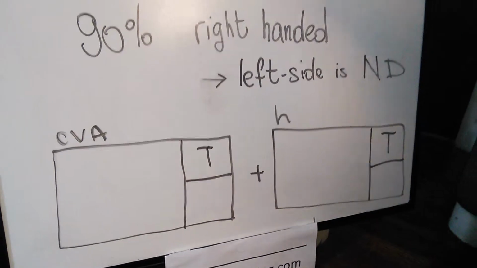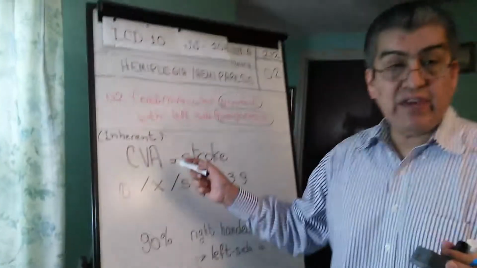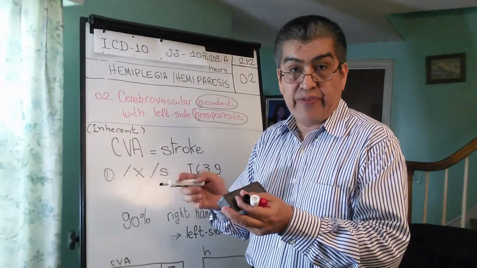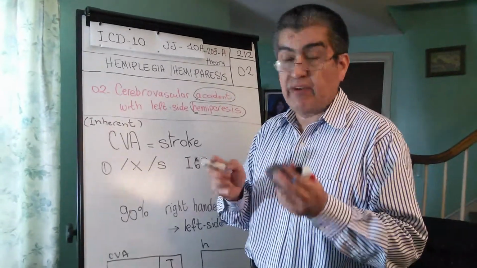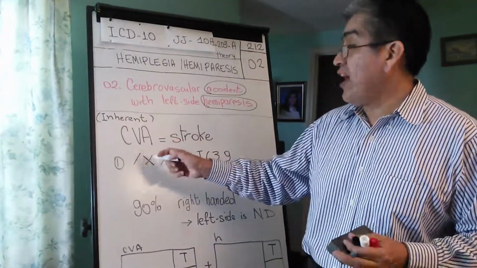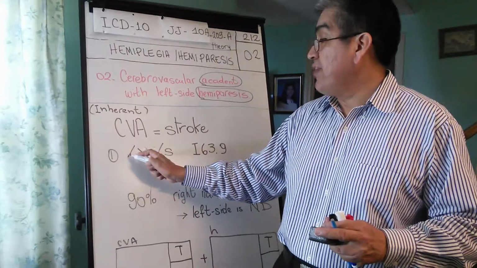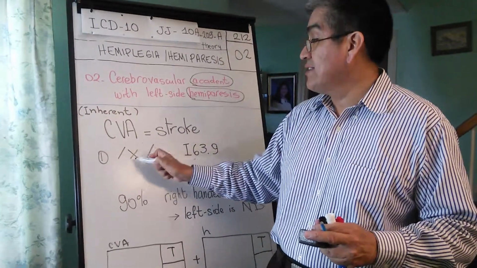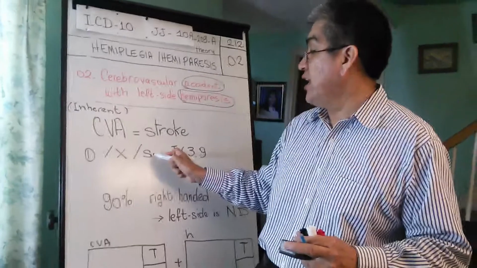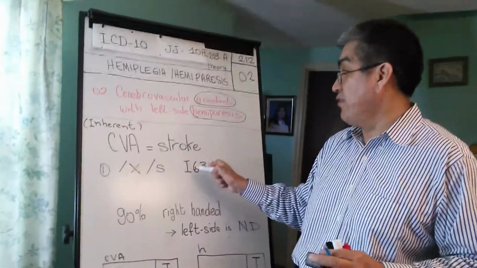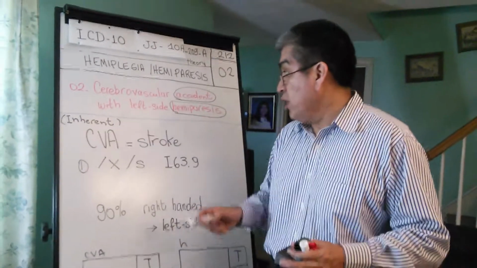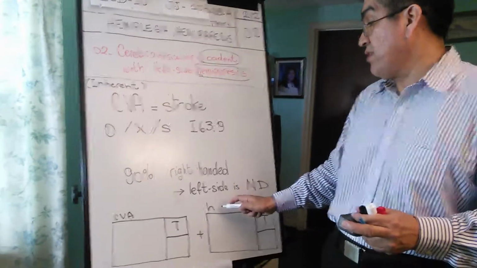Now, let's talk about the code for CVA. CVA means stroke. So whenever we're looking at the path, if you don't find CVA, cerebrovascular accident, but you find a stroke, you're fine. And the way that we're going to find it is very easy. The path is we're just going to go to the index, then go to stroke, and then we get a code right there. And from there, we certify by the tabular that it is the right code. Now for the second code, for the hemiparesis.